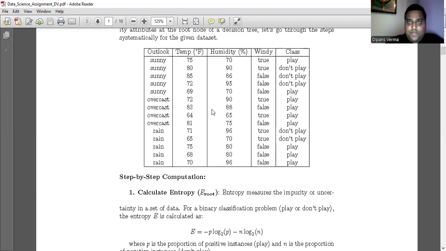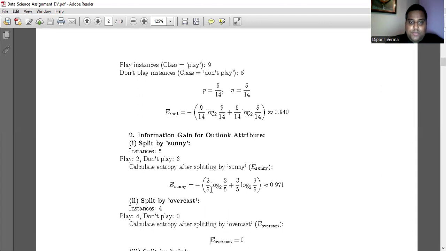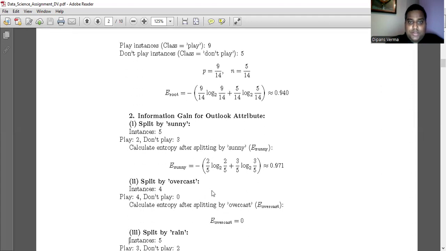So for sunny you can check it. How many play? Play is 2 and don't play is 3. Similarly we can check for the others as well. So how much value will you get? Let's check. When you plug in the value, E of sunny equals what? You plug in 2 by 5 as the proportion, because 2 is play and 5 is the total instances, and negative similarly 3 by 5. I will make use of the formula as I told you, and plug in the value here. That is going to be 0.971.